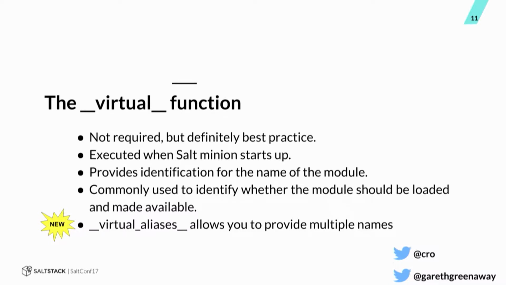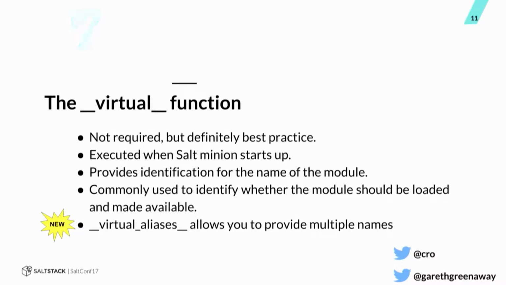a specific module for installing packages on Debian, for example, when it loads up, it will have a virtual name of pkg. So you use the same module on your Debian machine as you do on your Red Hat machine or your CentOS machines or your Fedora machines or your openSUSE machines. And they're also commonly used to decide whether or not that module should be loaded. So within the virtual function, you'll have some sort of check whether or not a specific Python library or a specific case is met before it loads that module up.